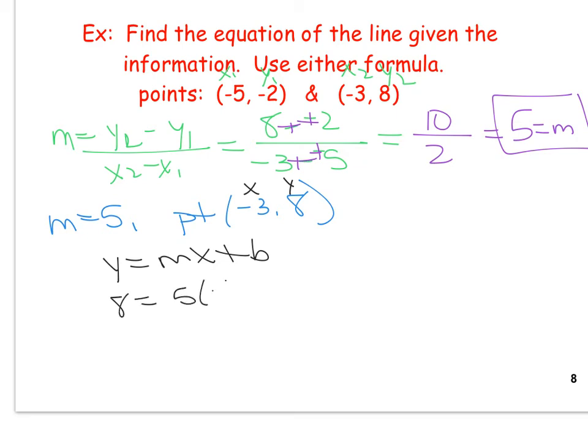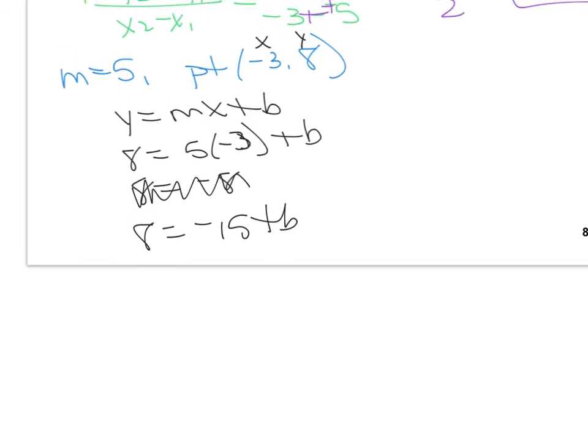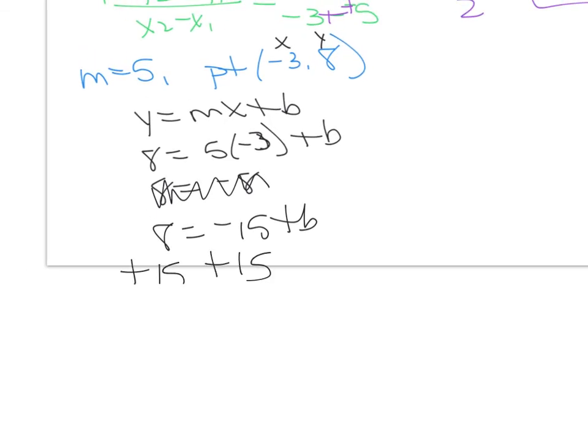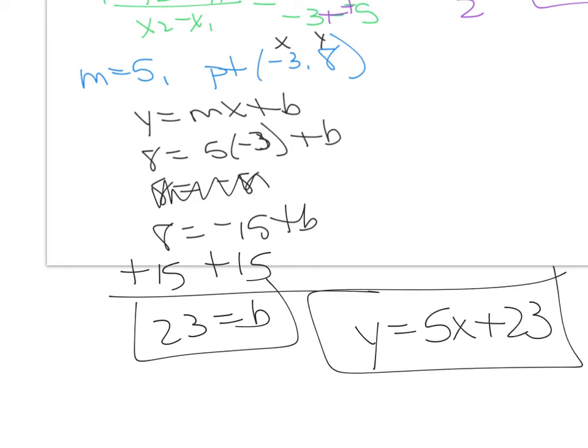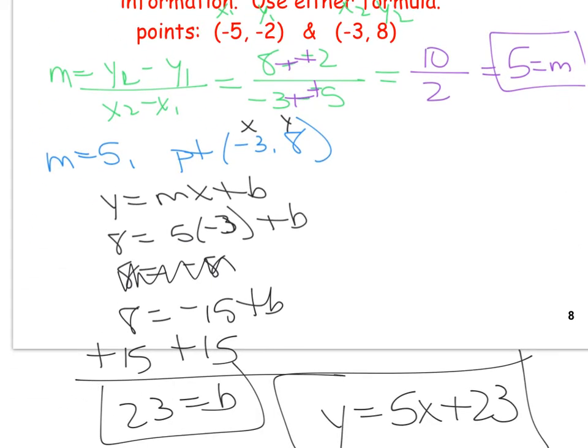So this is 8 is equal to 5 times negative 3 plus b. So 8 is equal to negative 8. Nope, sorry, wrote down the wrong thing there. Okay, I can't erase it, so we're just going to write over this. So I'm going to have 8 is equal to negative 15 plus b. So if I add the 15, I'm going to get 23 is equal to b. So my equation is y is equal to 5x plus 23. And that was with me utilizing the point negative 3, 8.